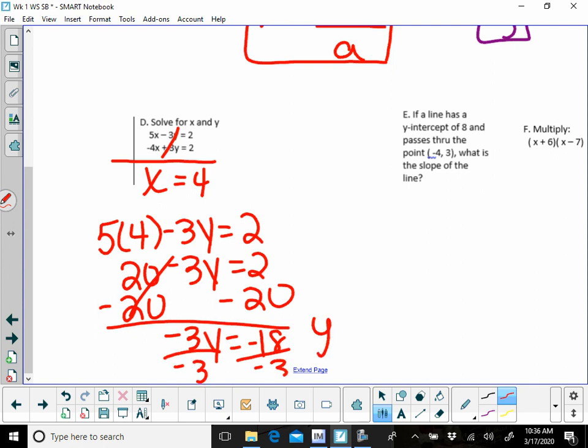And y should have equaled 6. So your ordered pair that you need to write here for letter D is going to be 4 and 6. So you'll have an ordered pair for each one of those. Okay?